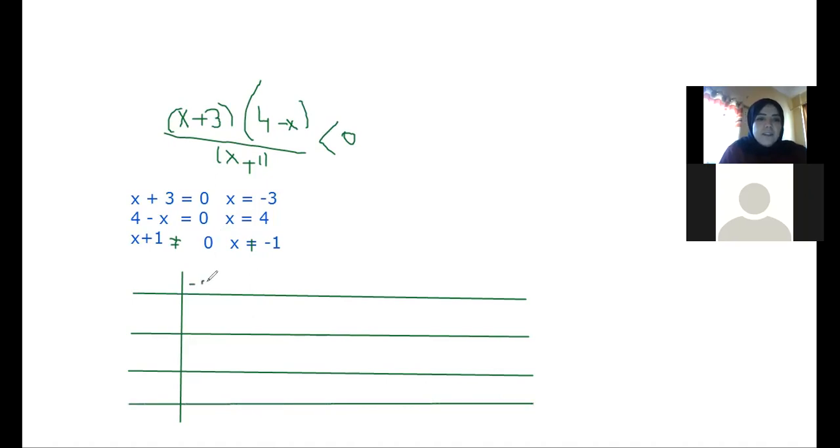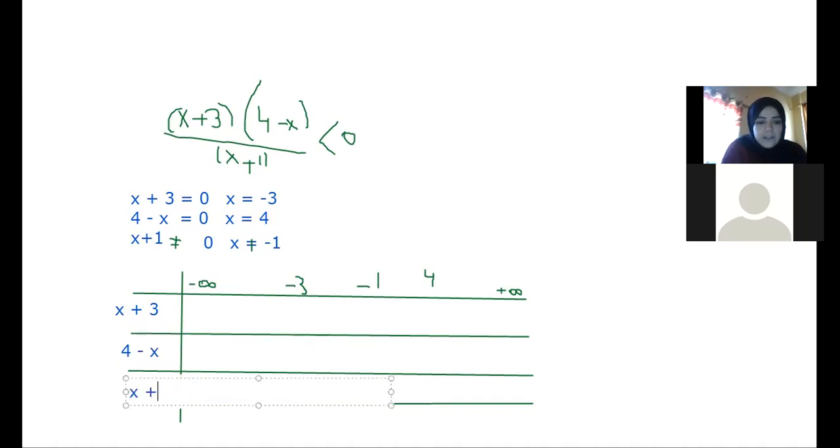This is minus infinity. What do we put first? We put minus 3. And then minus 1. Then 4. And then plus infinity. Very good. The first term is x plus 3. And then 4 minus x. Very good. And the last one will be x plus 1.